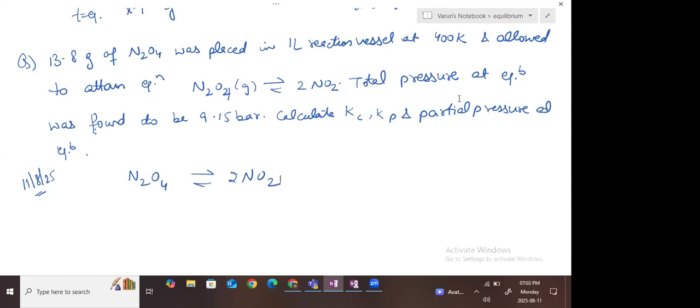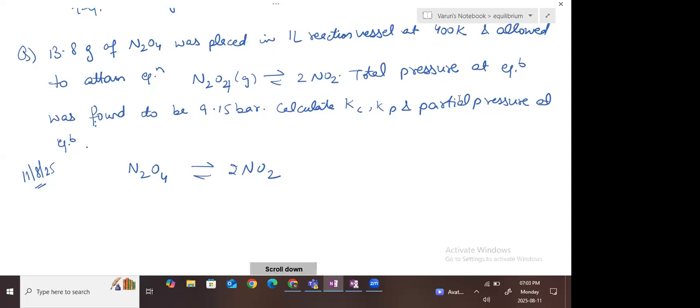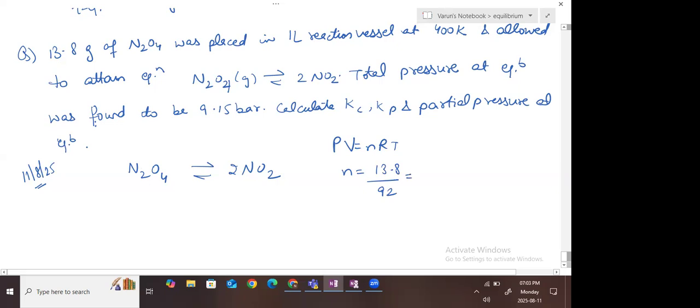See, in this question, total pressure at the equilibrium has been given to you. That is 9.15, right? It means we have to play with pressure, correct? We know that there is an equation PV is equal to nRT, correct? Now, n, how can I calculate this? It is the number of moles, meaning given mass divided by molar mass for N2O4. Initially I have only N2O4 with me, right? Given mass is 13.8 and its molar mass is 92. So my n will be 0.15.